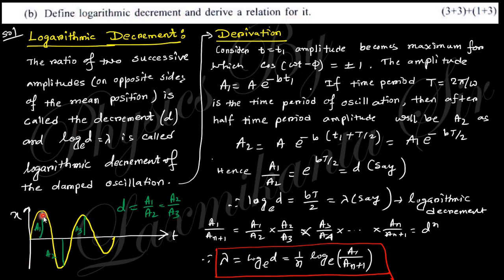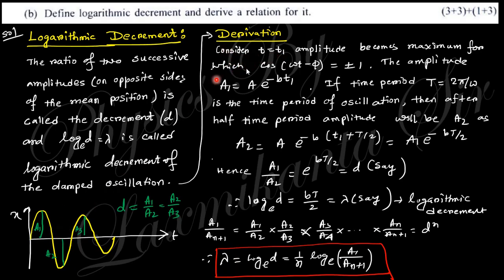So you can see in damped oscillation the amplitude will decay. The ratio of two successive amplitudes on the opposite side is called the decrement, and the logarithm of this decrement is known as the logarithmic decrement. So this log of a1 by a2 is known as the logarithmic decrement.